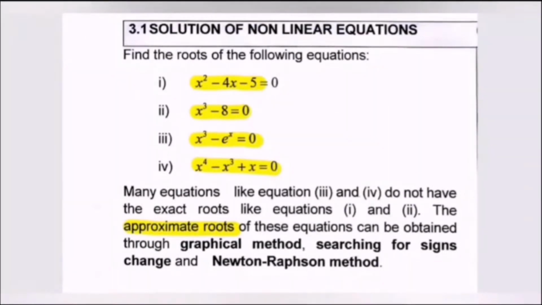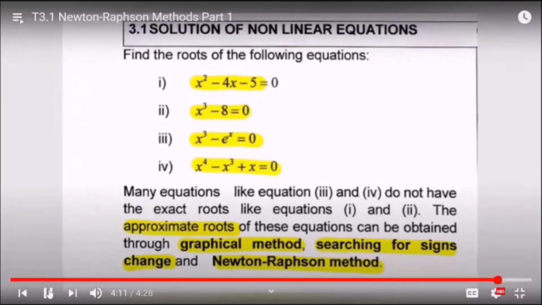Then we can obtain the root by using number 1, the graphical method. Second one, searching for the sign change. And the third one is to use the Newton-Raphson method. So in here, we are going to focus on 3 and 4, because they cannot be obtained. Faham? You cannot obtain the exact root.